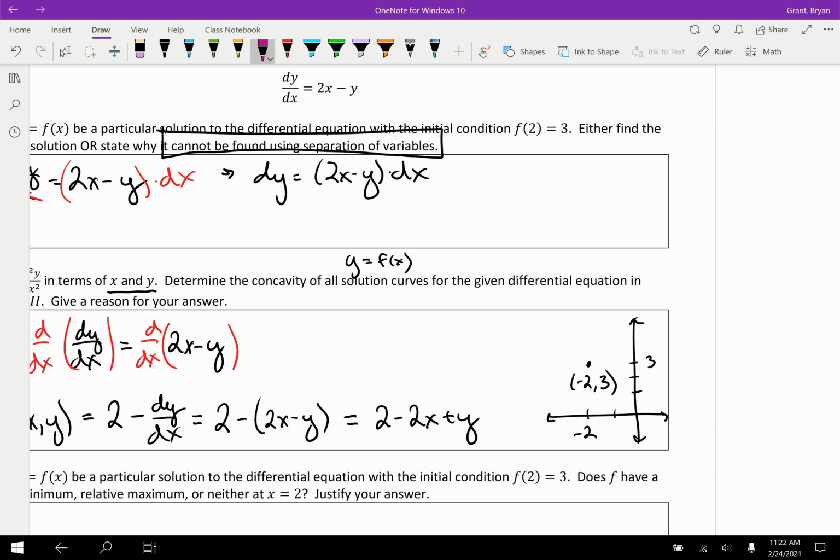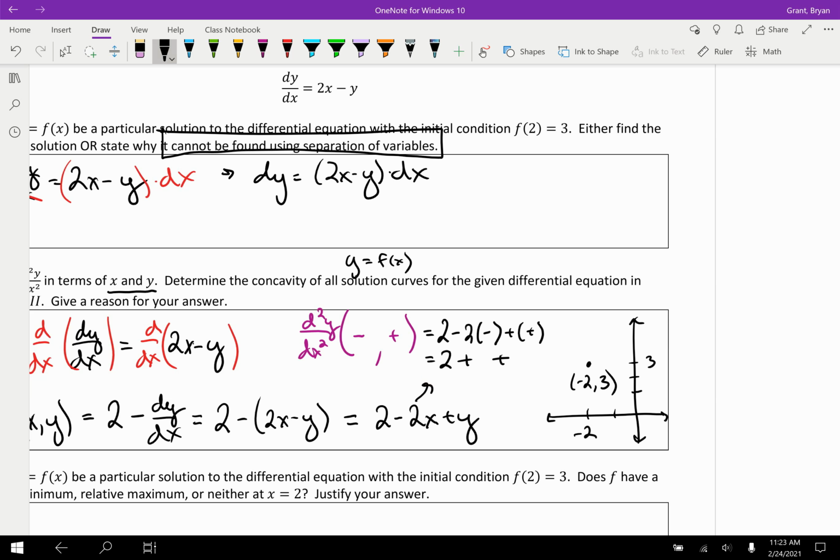Well, we know that we're going to take this equation and we're going to be substituting in a negative value for x and a positive value for y. And using the equation we just found, it becomes 2 minus 2 times a negative value plus a positive value, which really becomes 2. A negative times a negative is a positive, plus something else.